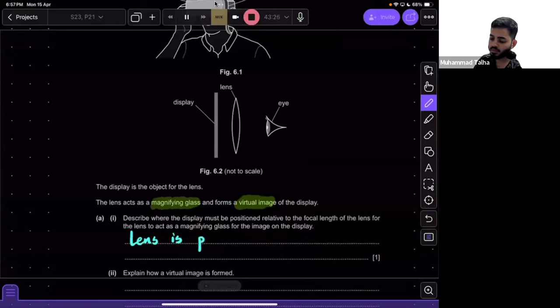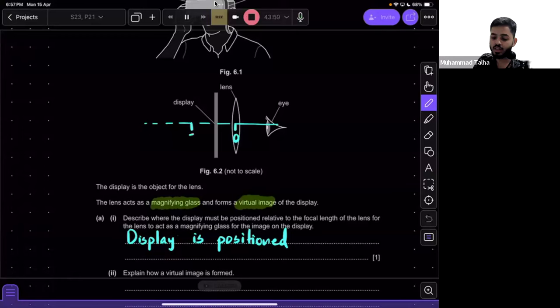That is when the display is positioned in such a way that, if I just make a diagram to show this, if this is the center of the lens O, then the focus must be here, right? So it must be within the focal length. So it is positioned within the focal length of the lens. If it's positioned at the focal length or any place further out, then a real image would be formed, which is not what we want here.